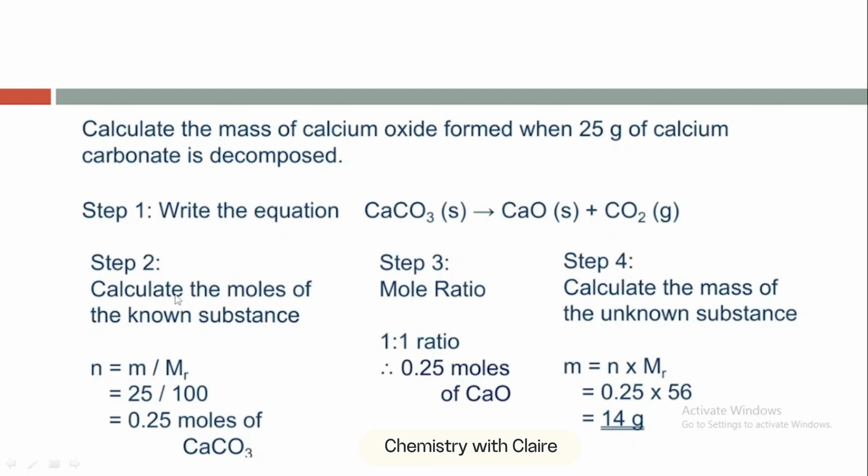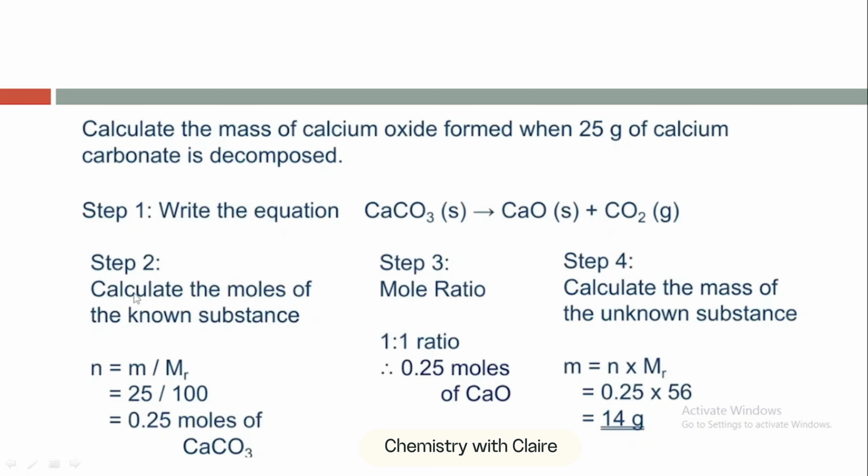So here is an example. I will show one example here. Firstly, the question is asking us to calculate the mass of calcium oxide formed from 25 gram of calcium carbonate when it is decomposed. As you can see, calcium carbonate decomposes to calcium oxide and carbon dioxide. We have the information already given for one substance, which is calcium carbonate, which is 25 gram. So we will divide it with the MR of calcium carbonate, which is 100. So 25 divided by 100, we get 0.25 moles. So this is the known substance.